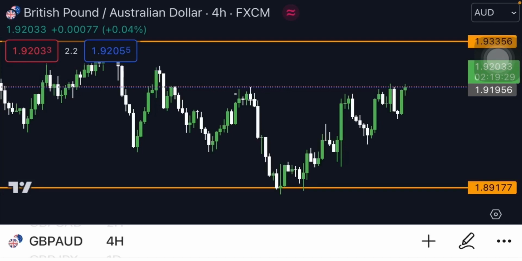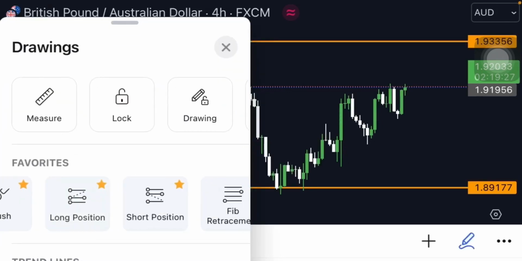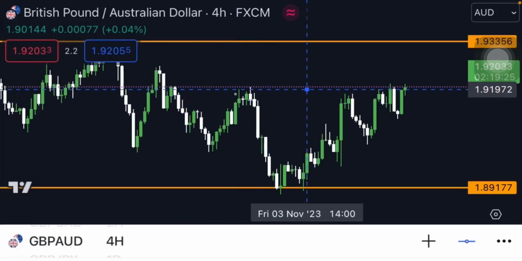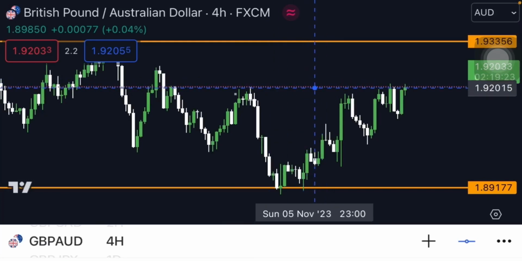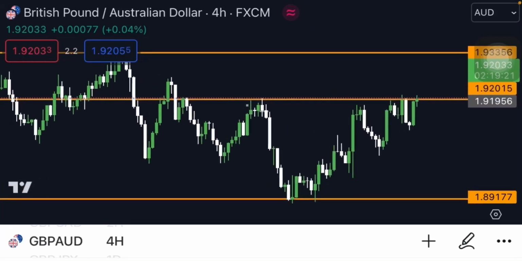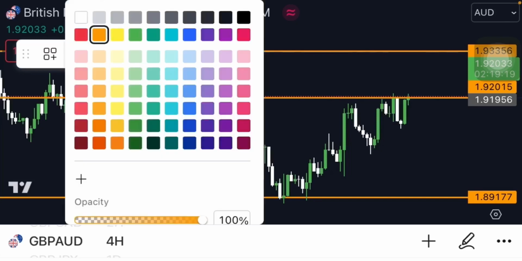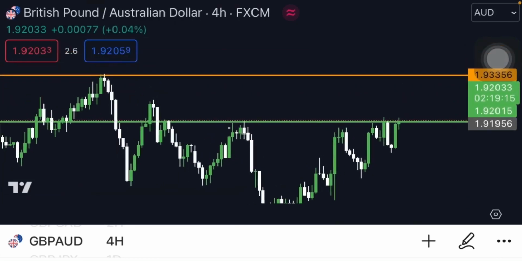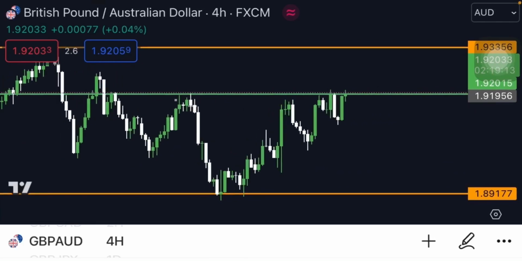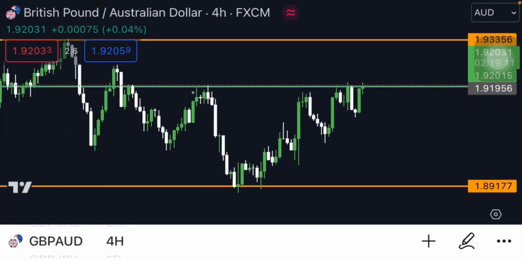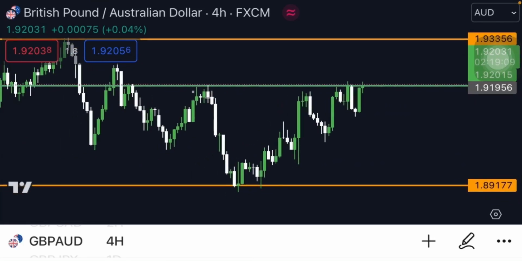So we are going to mark out our support and resistance on the 4-hourly time frame too. So we have our major support and resistance here on the 4-hourly time frame. So let's change the color for easy understanding. We are going to use this green color here as our 4-hourly time frame. So then we'll mark out our what?